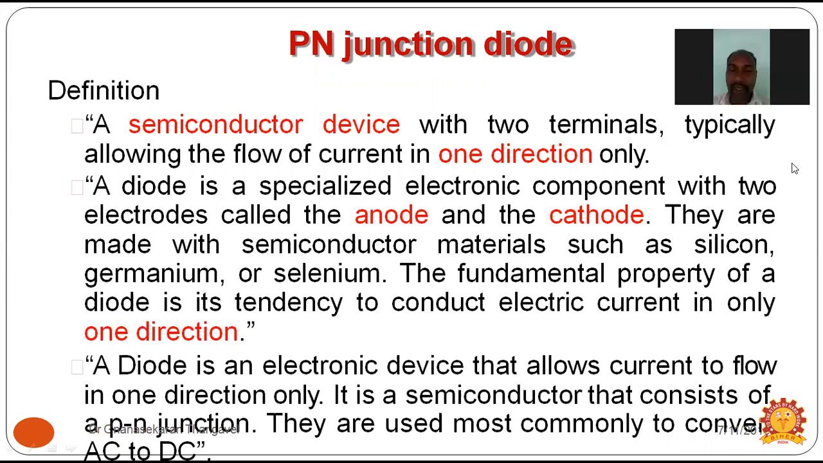This is the basic definition of the PN junction. This is a semiconductor device with two terminals, typically allowing the flow of current in one direction only. A diode is a specialized electronic component with two electrodes called the anode and the cathode, made with a semiconductor material such as silicon, germanium, or selenium.